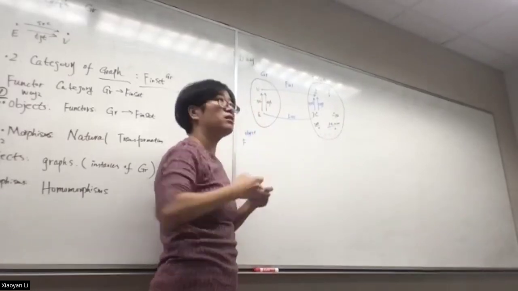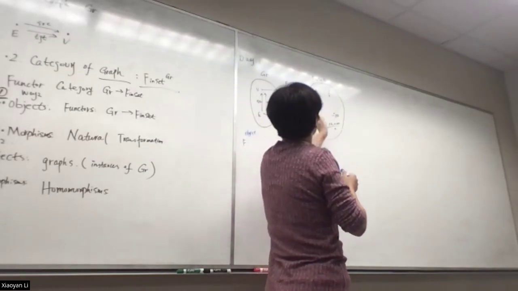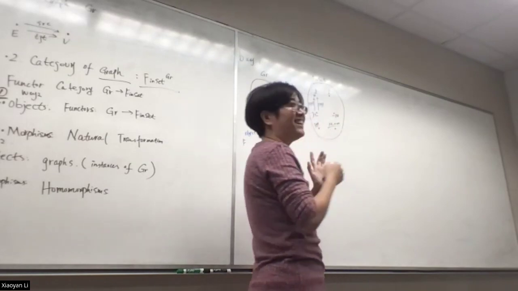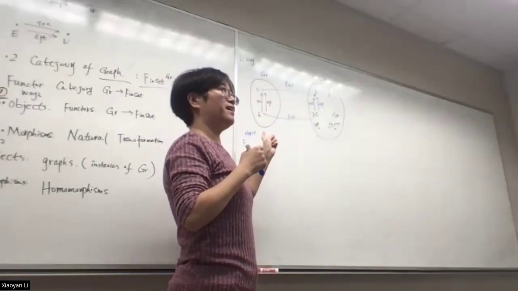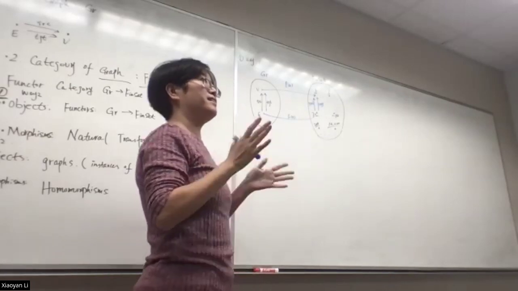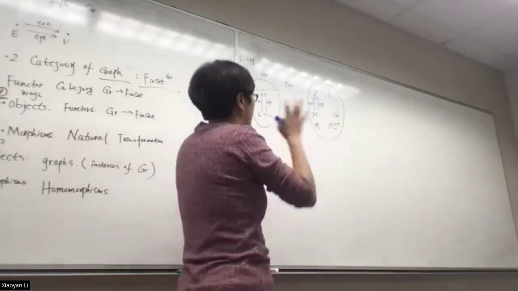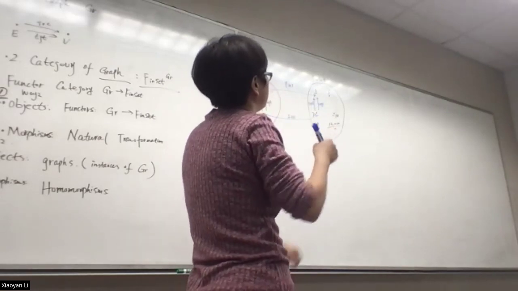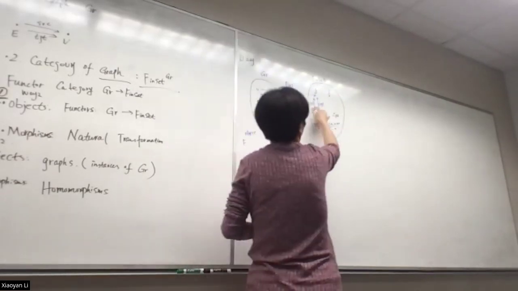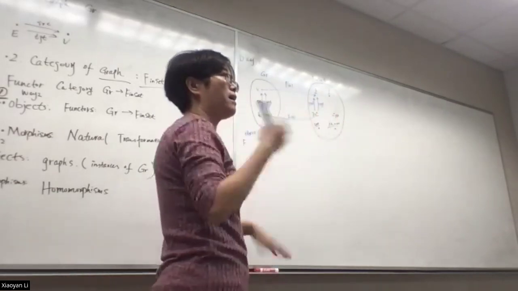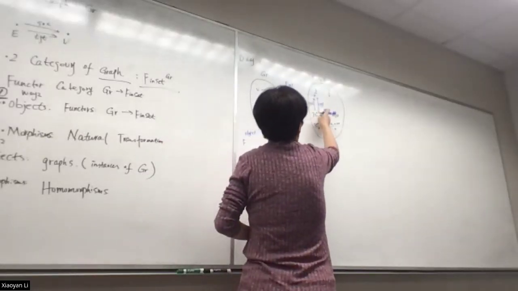Does anyone have a comment on what this object is, what we get here? It's a graph. Yes, it's a graph. So how many vertices and how many edges does this graph have? Three vertices and seven edges. Then how the edges look depends on what these functions are. I will not go into the details of the functions, but that is it.